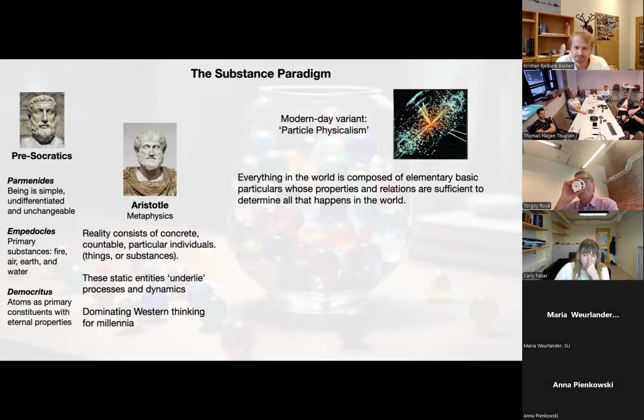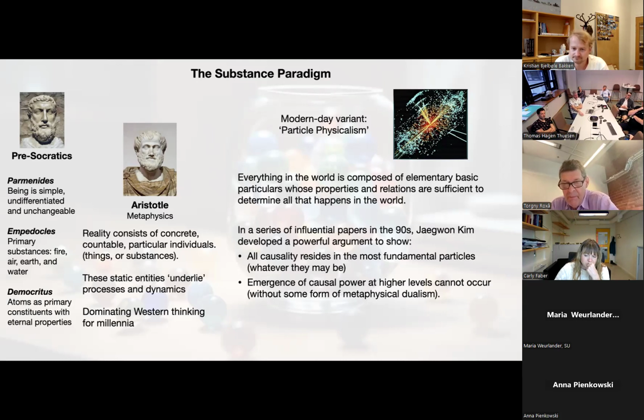Now this viewpoint is a lot more sophisticated than it might seem at first. As an example, if you look at Jaegwon Kim's work, he did a series of papers in the 90s where he developed a very powerful argument, showing essentially that while all causality resides in the most fundamental particles, whatever they might be, an emergence of causal power at higher levels is impossible, unless you go metaphysical dualism, saying there's some separate realm in which these higher levels operate.